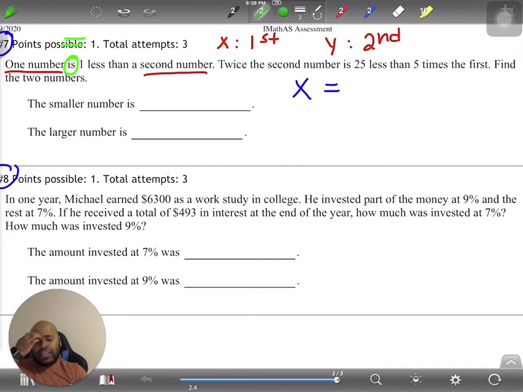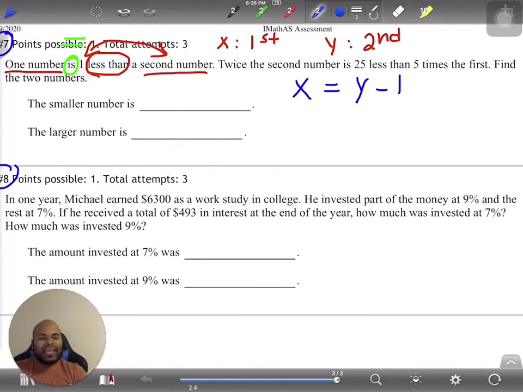Now, hopefully, if you took developmental math or algebra back in high school, you learned that every time that you read the words less than, you need to flip whatever you see. What's before the less than comes after, and what's after comes before. So I'm not going to write 1 minus y, that's completely wrong. I'm going to write y minus 1. It is very, very important that you understand that when you see less than or more than, you have to flip the two things that you're talking about.